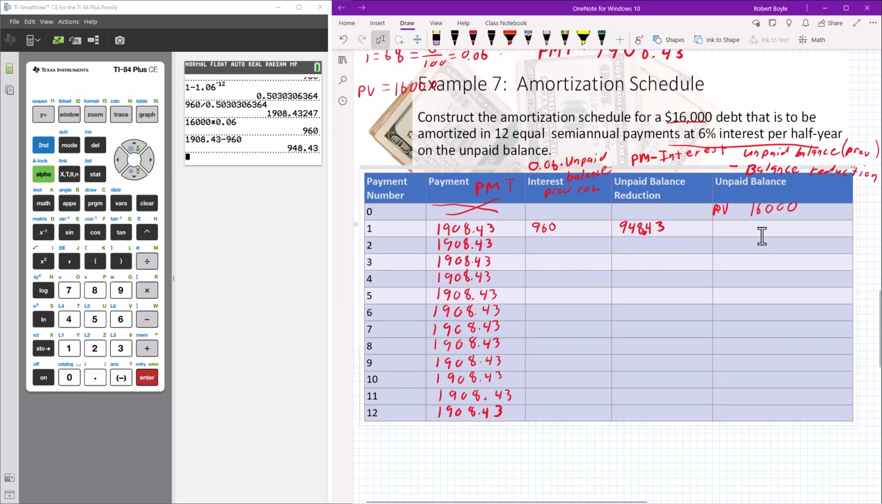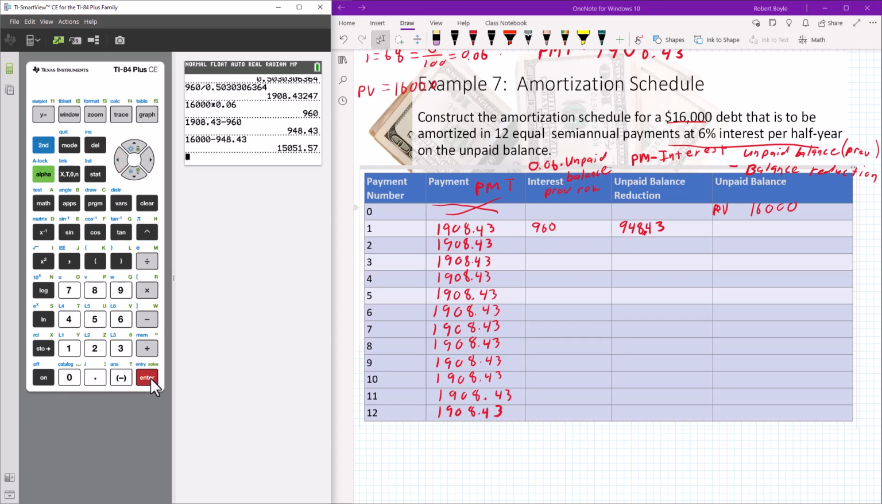And then finally, your balance is going to go down by $948.43. Namely, your unpaid balance is going to be equal to 16,000 minus 948.43. And that gives me $15,051.57. There you go. And that is your new balance.